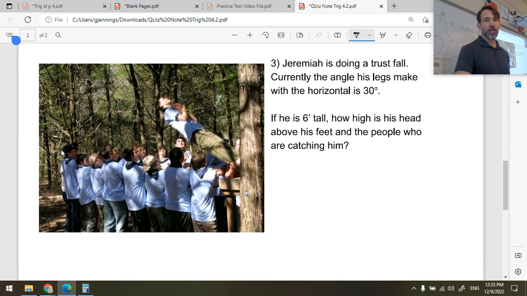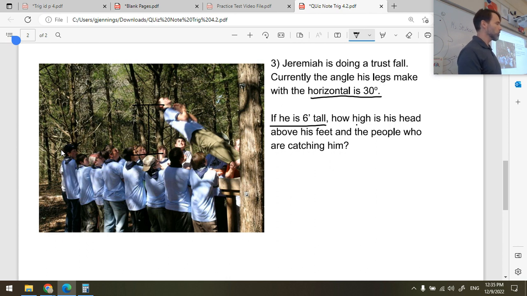Well, let's go. So Jeremiah, he's here at camp, and they're doing trust falls today. And I looked at that picture and said, that looks like he's about on a 30-degree angle, and he might be a little bit tall. Maybe he's about 6 feet tall. So he's a 6 foot tall individual, and he's 30 degrees to the horizontal right now. And I'm curious, how high is his head above his feet right now? How high is his head above the people who are catching him, in other words?